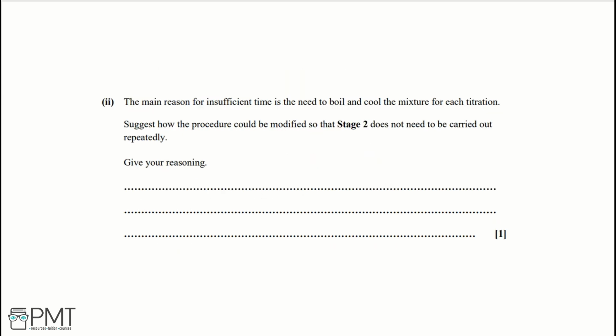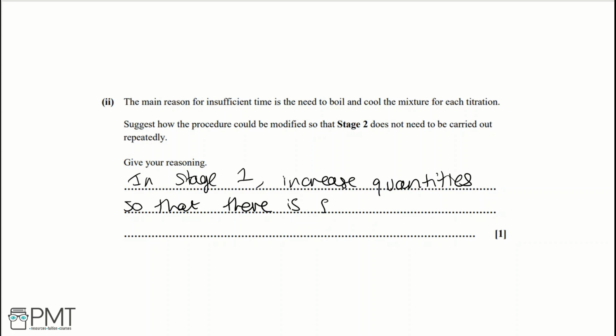Part 2. The main reason for insufficient time is the need to boil and cool the mixture for each titration. Suggest how the procedure could be modified so that stage 2 does not need to be carried out repeatedly. Give your reasoning. How the procedure could be modified so that stage 2 does not need to be carried out repeatedly is that we modify stage 1. So that means we're going to, in stage 1, increase the quantities so that there is sufficient solution for more than one titration.